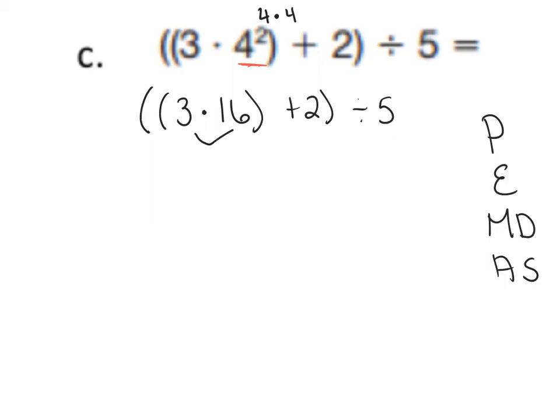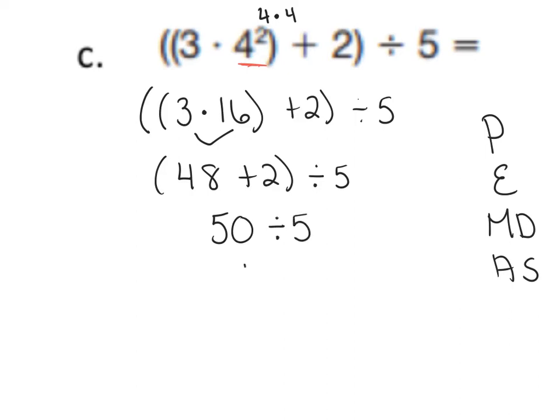So we still have an inner parenthesis, so 3 times 16 is 48. So now I have 48 plus 2 divided by 5. Then 48 plus 2 is 50, and then 50 divided by 5 is 10. And that's your final answer.